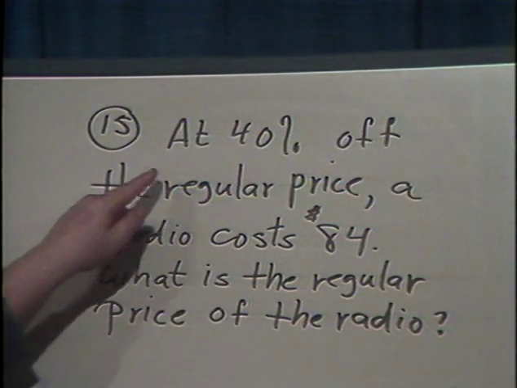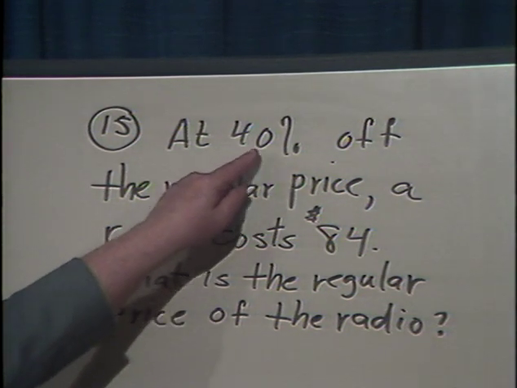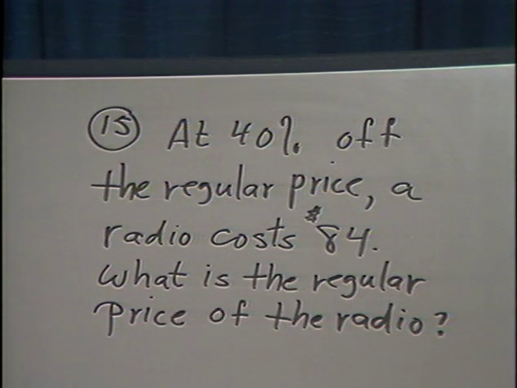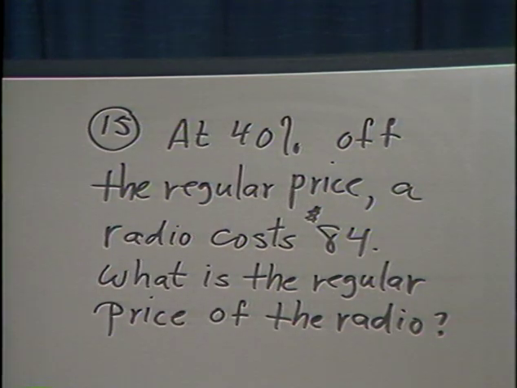I think we have time for one more problem. Better have, okay? At 40% off the regular price, a radio costs $84. What is the regular price of the radio? Well, you see, we got numbers all over the place. 40%, $84. What are these things modifying? The 40% is off. Off what? Off the regular price. Off the wall, the way I'm going right now.